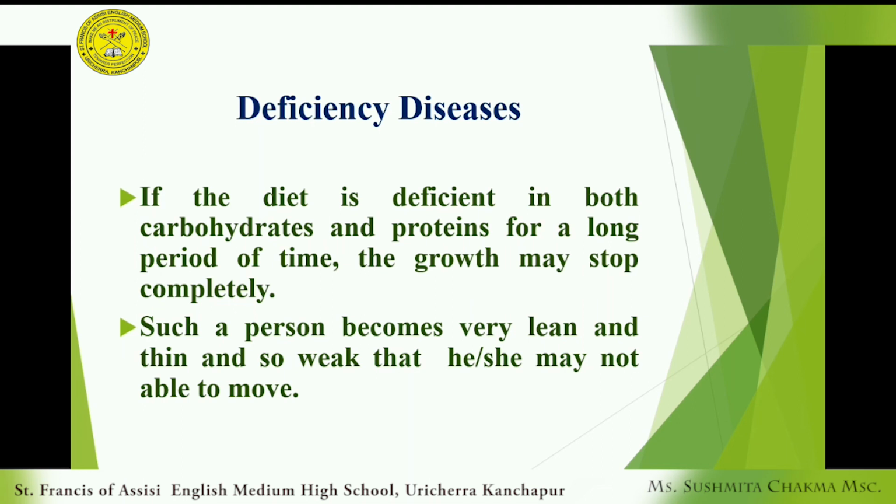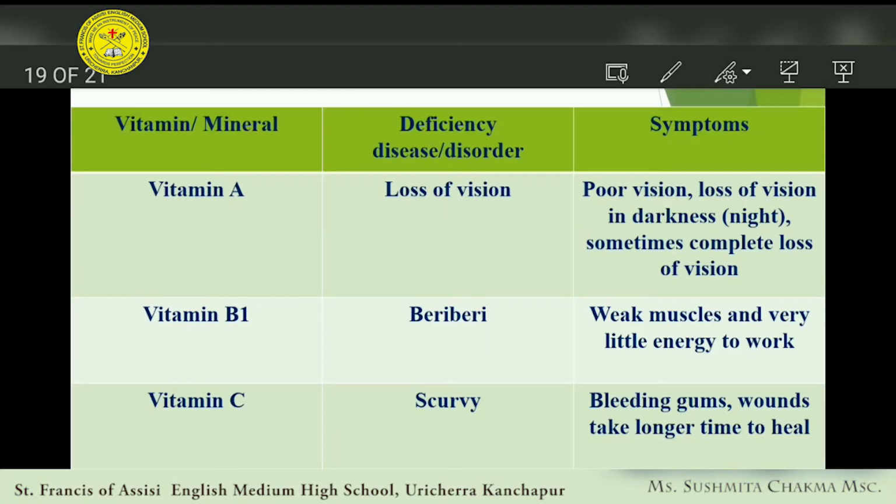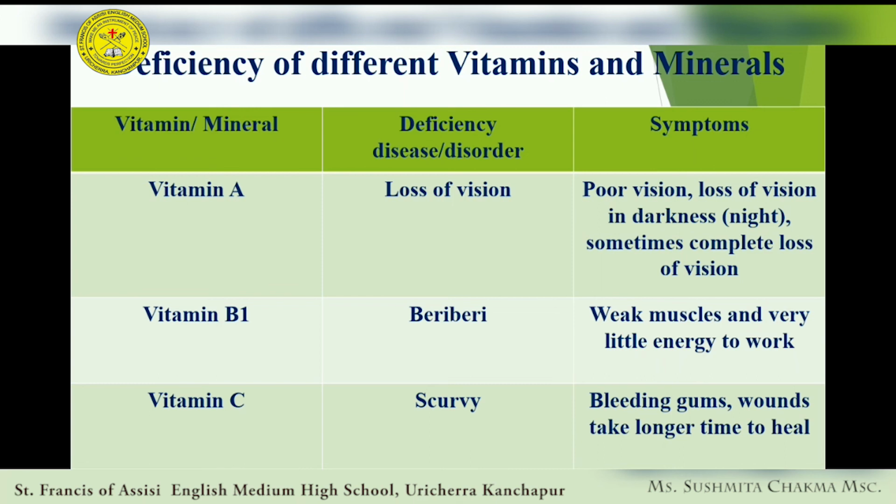If a person does not get enough proteins for a long time, he or she is likely to have what? Stunted growth, swelling of the face, even discoloration of hair. We may even have skin diseases and diarrhea too. If the diet is deficient in both carbohydrates and proteins for a long period of time, the growth may stop completely. Such a person becomes what? Very lean and thin.